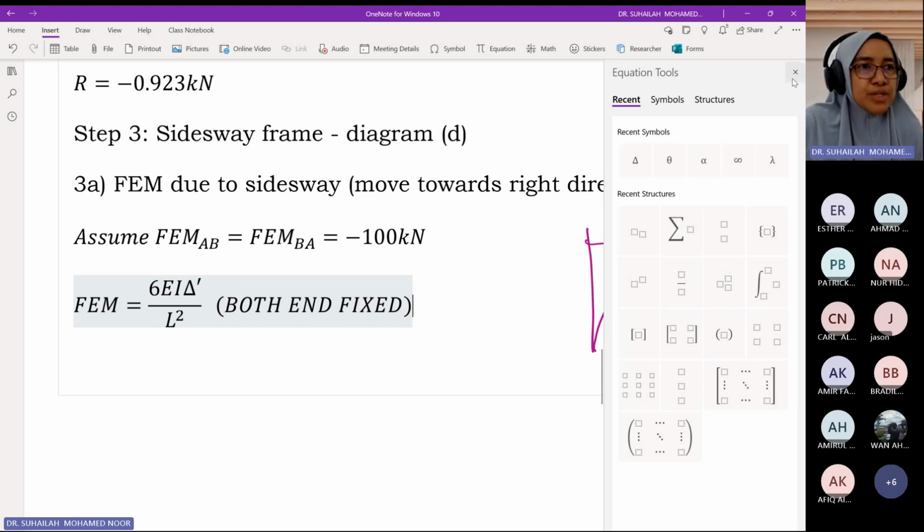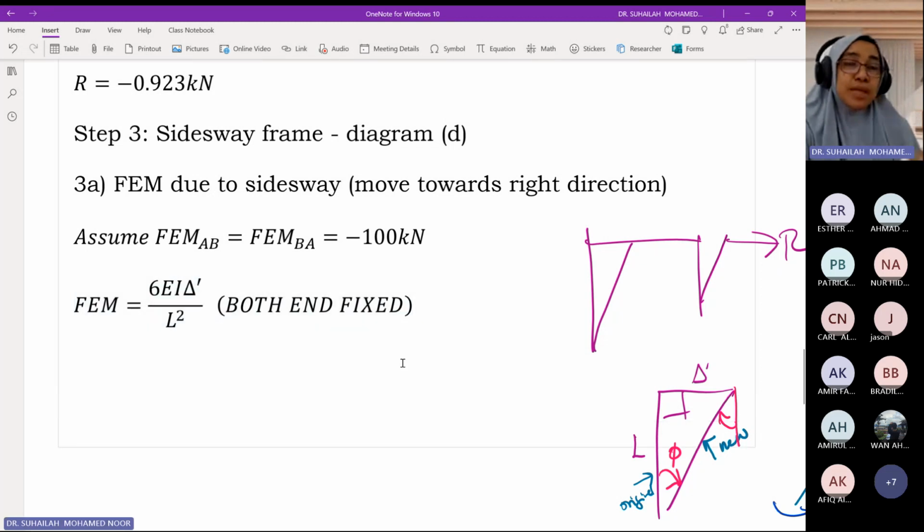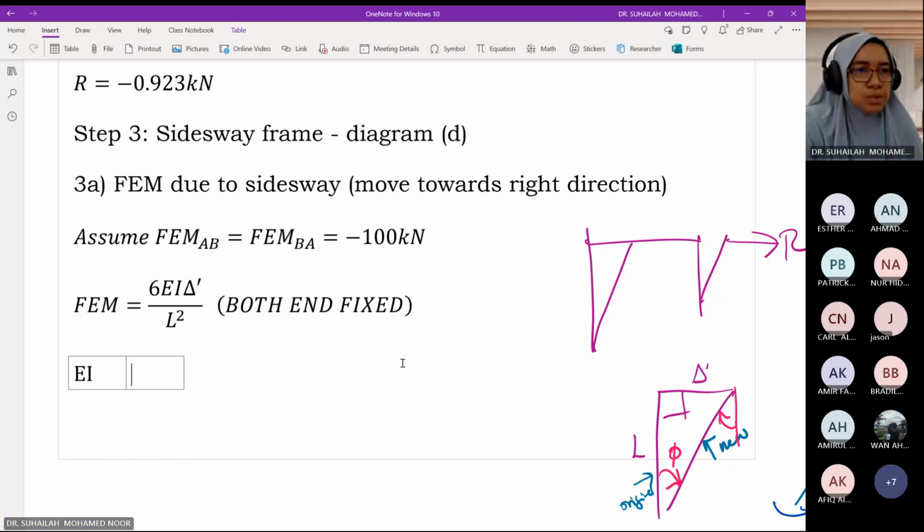So move towards the right direction. FEM negative 100. FEM formula is this. Okay, then the table. So in the table, what is there? EI. Okay, EI. Then, let me put it first.